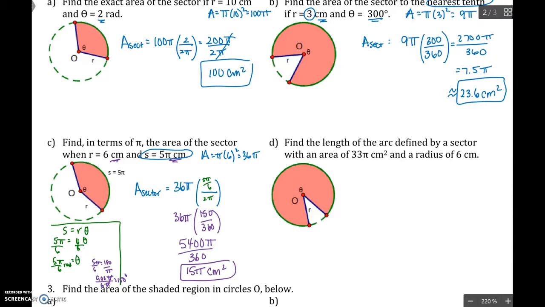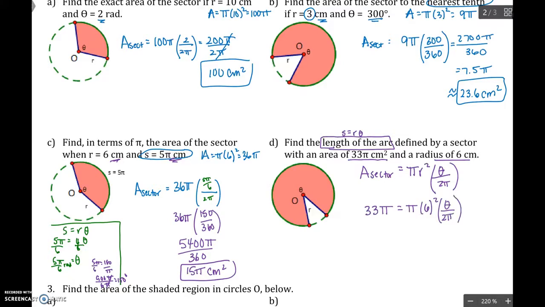Okay, so number 2D, we're finding the length of the arc, so that's your S equals r theta. Okay, defined by a sector. They're giving you the area this time and they're giving you the radius. So they're telling you that the area of the sector, which we usually take the original area and multiply it by the angle out of 360 or the angle out of 2 pi if I want radians. And they're telling us this part. So the 33 pi is the area. The radius is 6. We need to know what the angle is out of 2 pi.